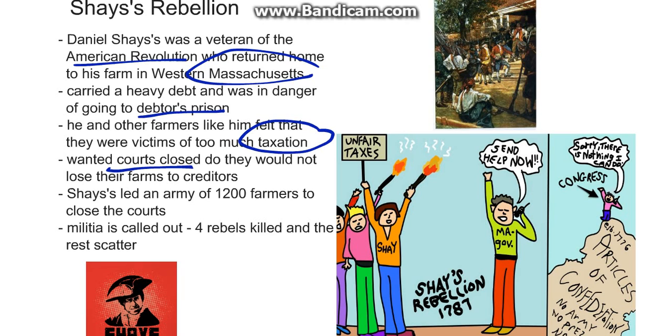They wanted the courts closed so that they would not lose their farms to creditors. Daniel Shays led an army of 1,200 farmers to close the courts. The militia is called, 4 rebels are killed, and the rest scatter.